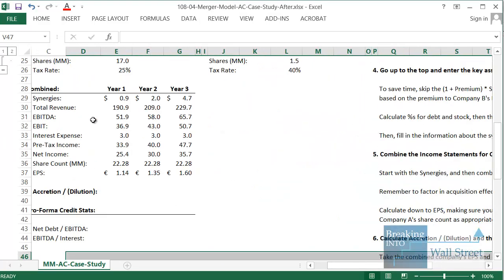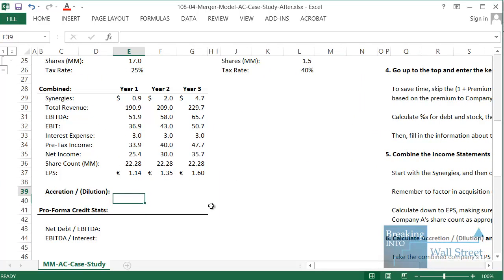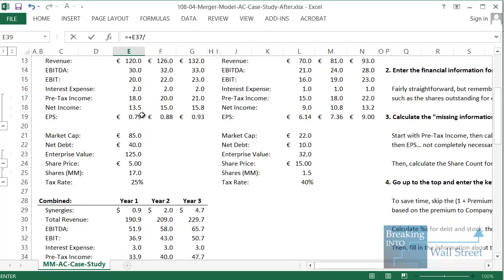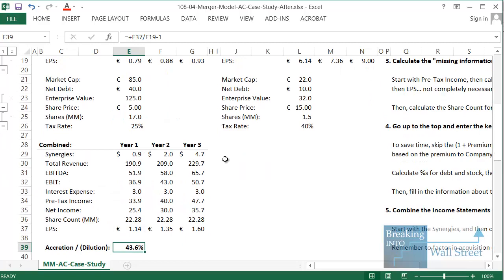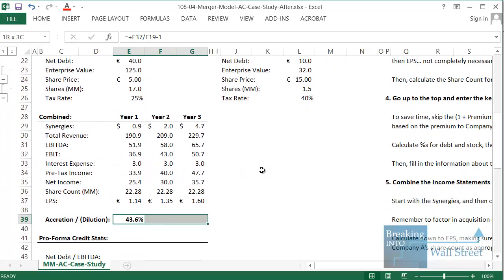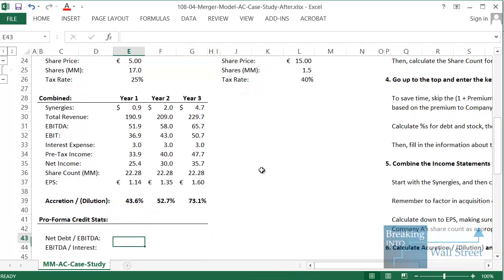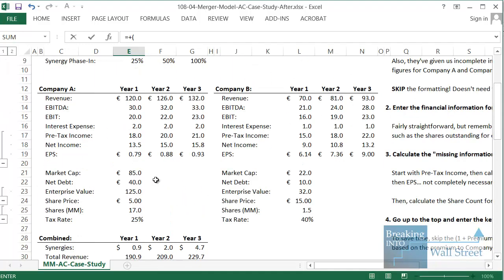So let's go up and actually make these calculations now. For the accretion dilution, let's take the combined company's EPS, divide by the buyer's standalone EPS, and subtract 1. We have that. Then for the pro forma credit stats, what we want to do here is take the buyer's net debt and then the seller's net debt.